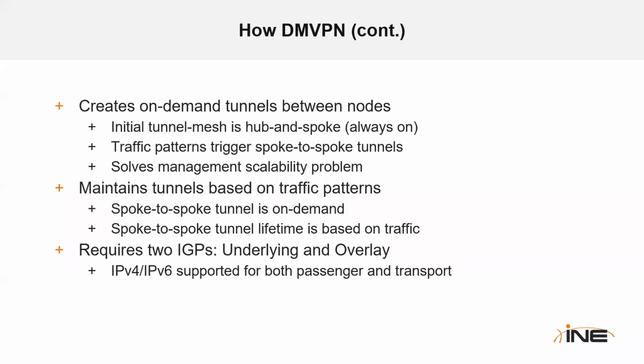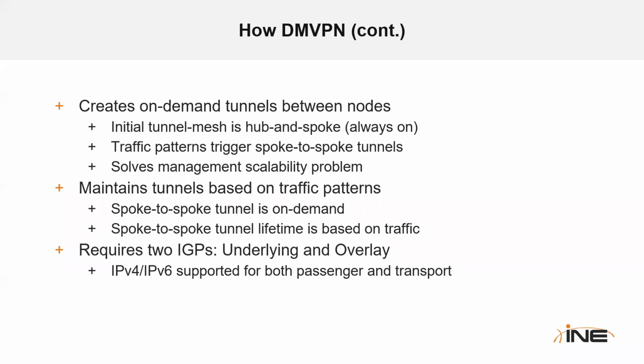Okay, so we're going to maintain tunnels based on traffic patterns, which means that the spoke-to-spoke tunnels are going to be on demand. And eventually those are going to time out based on the tunnel lifetime if we don't have traffic that's going between the spoke-to-spoke tunnels. Okay, now in order to implement DMVPN, we require two IGPs, both an underlay and an overlay. So both IP version 4 and IPv6 is supported for both the passenger protocol and the transport protocol.